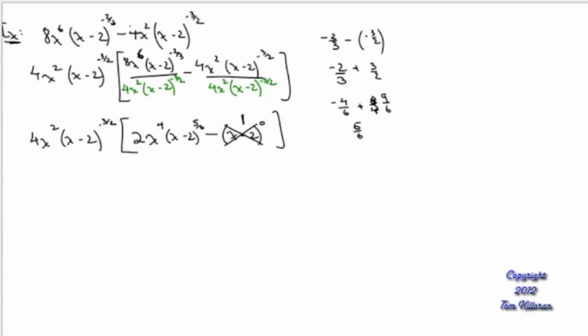All right, so my final answer is 4x squared, x minus 2 raised to the negative 3/2 times 2x to the 4th times x minus 2 raised to the 5/6 minus 1. Isn't that pretty?